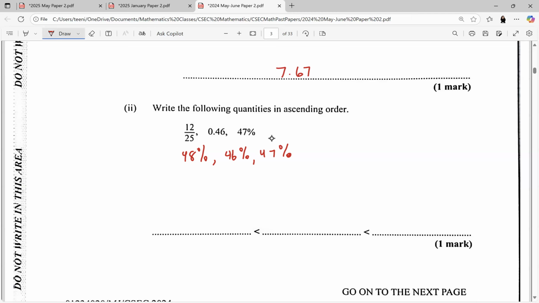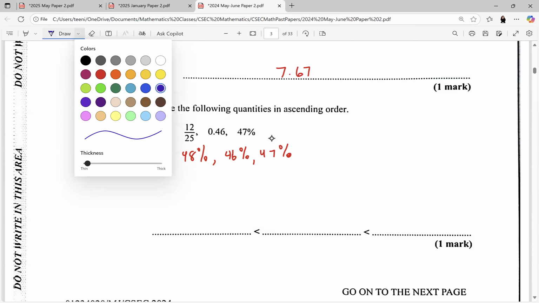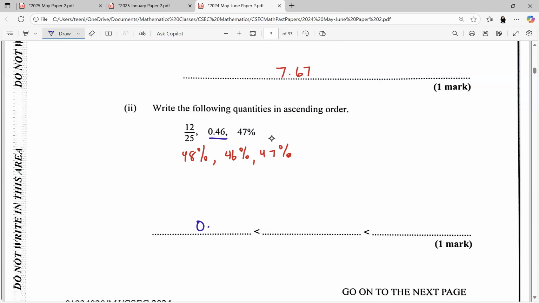So ascending order means what, guys? Is it largest to smallest or smallest to largest? Smallest to largest. Good. So what's the smallest of the three here? 46%. Which is this one, right? 0.46. So you'll have to write your answer in the format that they gave it to you in. So you wouldn't write 46% over here, you would write 0.46, right? What comes next? 47%. Yes. And then finally, 12 over 25.